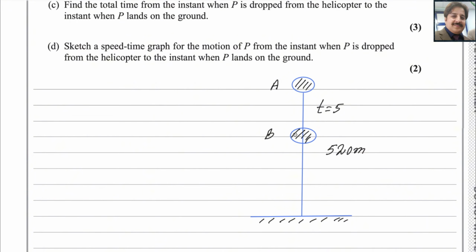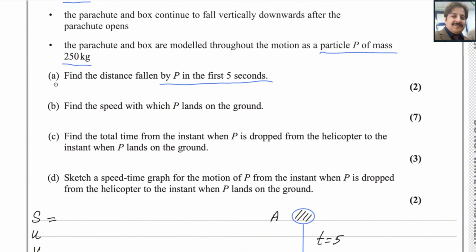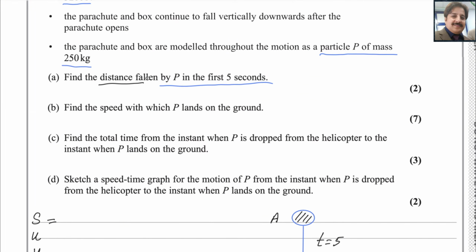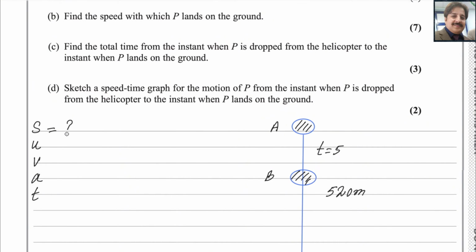Here we could write the SUVAT equations, S, U, V, A and T. For the first 5 seconds the motion is under gravity, and we need to find that distance from A to B. So here I am writing the values for A to B. U: both were at rest initially, and the final speed is not given. Acceleration is under gravity. We are considering this way positive, and A will be 9.8 meters per second squared. And time taken is 5 seconds.